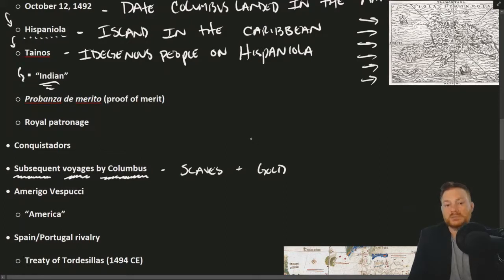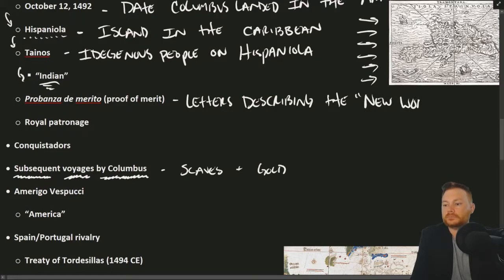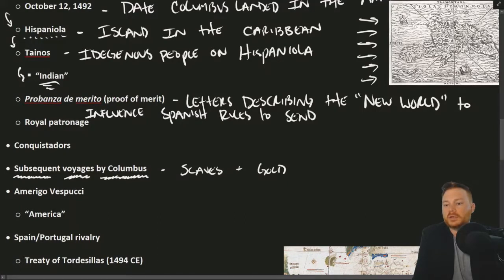These explorers, Columbus himself, would write Probanza de Méritos, or proof of merits. These would be letters describing the, quote unquote, and again, this is where the term New World comes from. Letters describing the New World to influence the Spanish rulers to send them back. In other words, these were ways of trying to get royal funding, or trying to get what we call royal patronage, which would be the support and financial resources to do that.